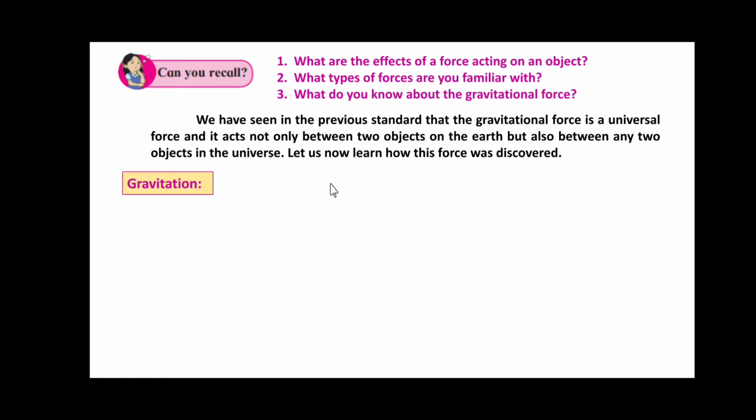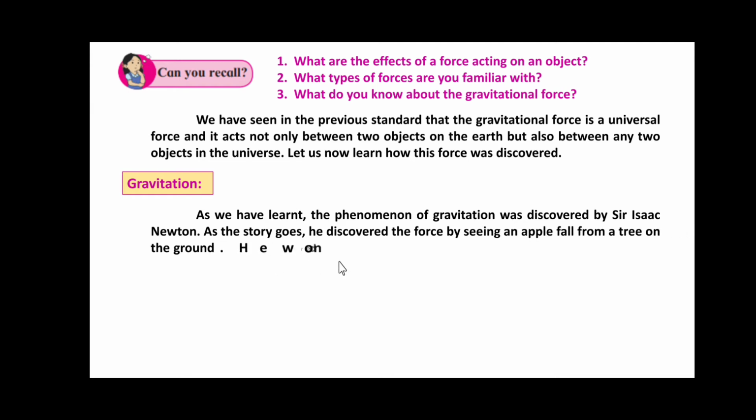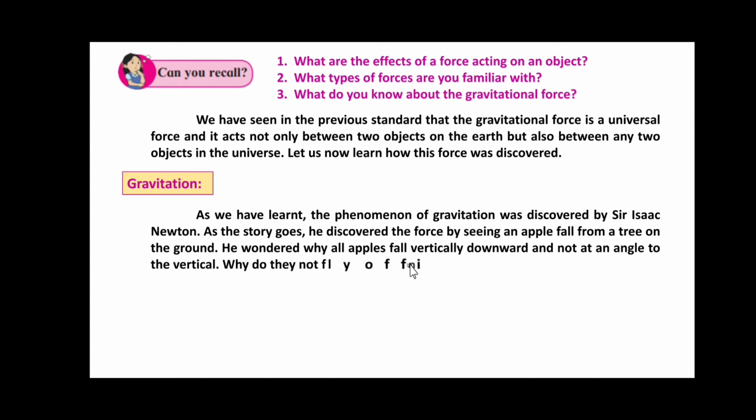So, gravitation. As we have learned, the phenomenon of gravitation was discovered by Sir Isaac Newton. As the story goes, he discovered the force by seeing an apple fall from a tree to the ground. He wondered why all apples fall vertically downward and not at an angle to the vertical. Why do they not fly off in a horizontal direction?